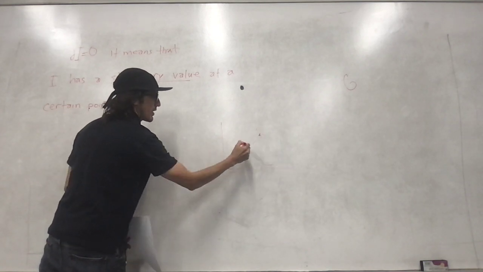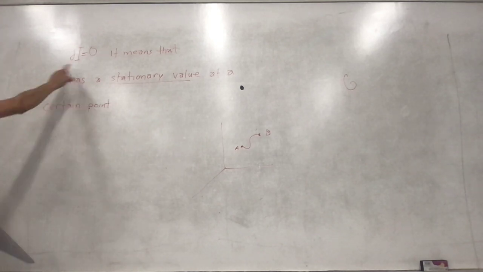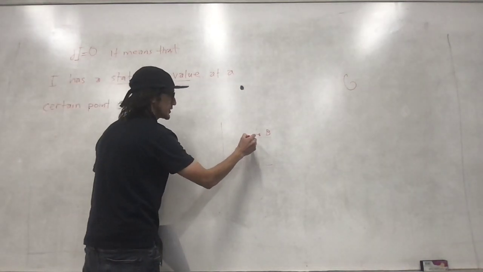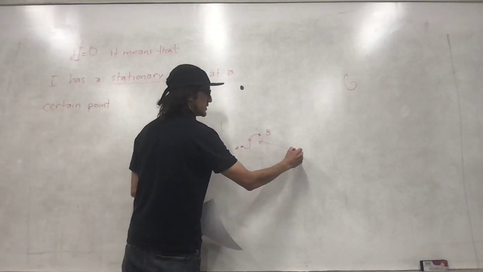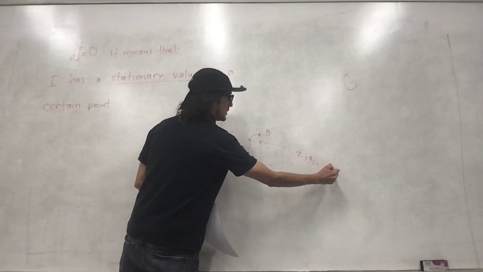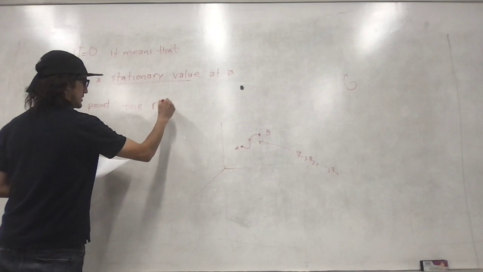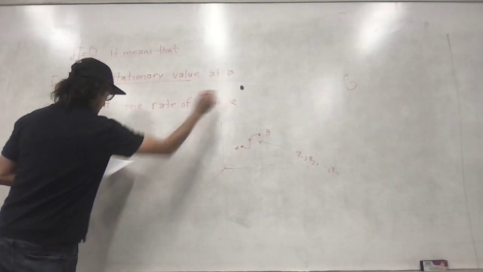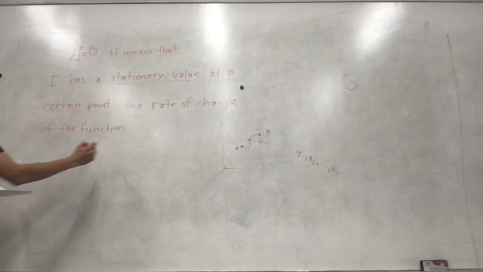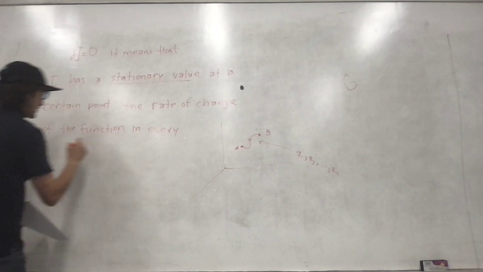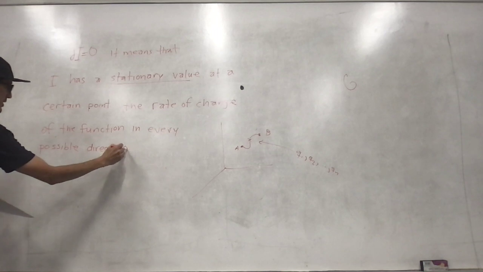And I'm just going to draw it over here. For this, we're looking at a particular point. So let's say this one over here. It means that at these coordinates, q1, q2, qn, the rate of change of the function in every possible direction vanishes.